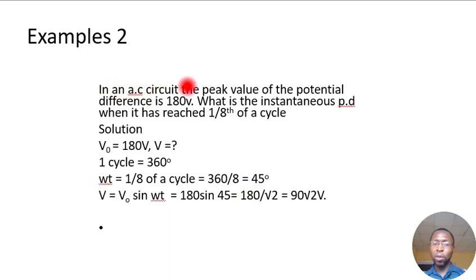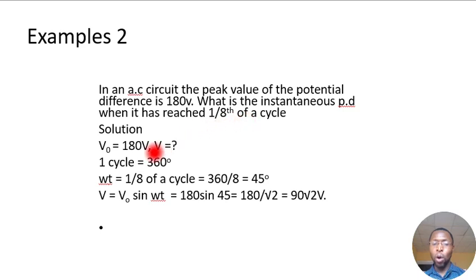In an AC circuit, the peak value of the potential difference is 180 volts. All right, so in this case, V naught, the naught always represents the peak or maximum. The peak voltage, sometimes we call voltage potential difference, is 180 volts. So what is the instantaneous potential difference when it has reached 1/8 of a circle?